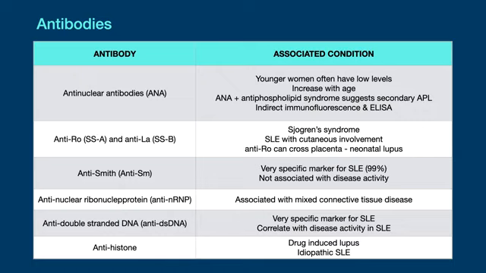Anti-nuclear ribonucleoprotein or anti-RNP is associated with mixed connective tissue disease. Anti-double-stranded DNA is a very specific marker for SLE and it correlates with disease activity of SLE. Anti-histone antibodies are seen in drug-induced lupus and idiopathic SLE.